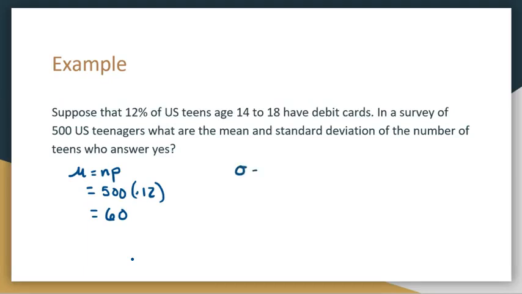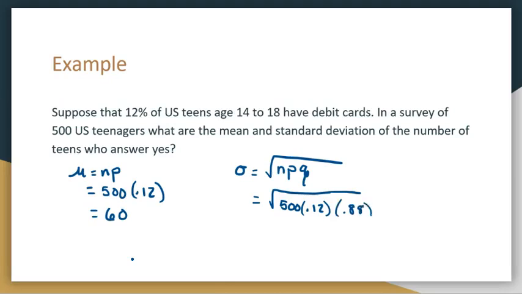My standard deviation is going to be the square root of n times p times q. So n is 500, p is 0.12, and then q is the probability that someone does not have a debit card. If it's 12% that they do, then it has to be 88% that they don't, because those 2 numbers have to add up to 100. Then we do that math, and I'll round to 2 decimal places, we end up with 7.27. So that is the standard deviation for the number of teens who would answer yes.